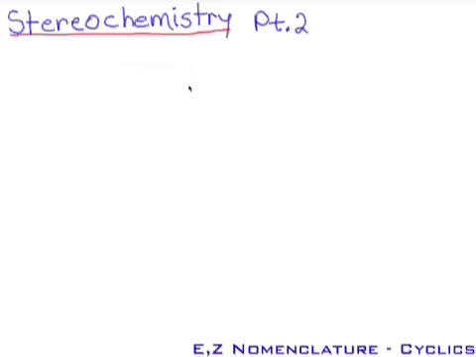use E/Z nomenclature. Now if I draw a ring structure, and I'm going to draw it edge on, so you can see the stereochemistry. And let's say I put several substituents here. So we have a Br and a Cl, CH3 and a CH2CH3.